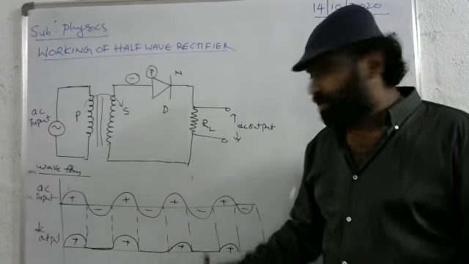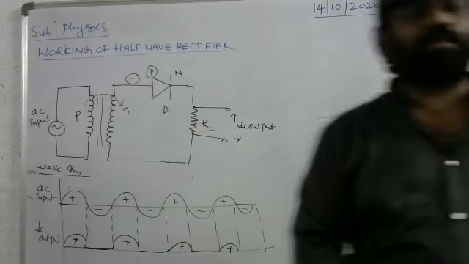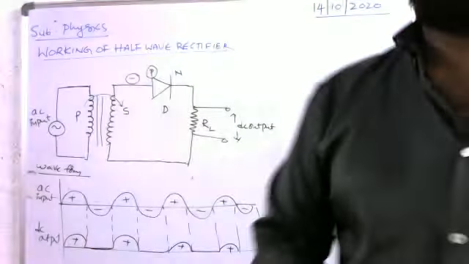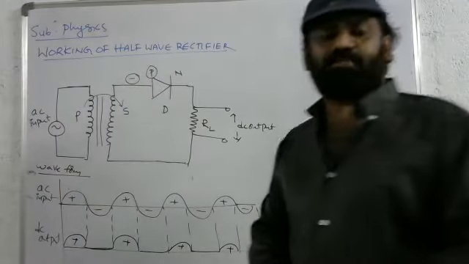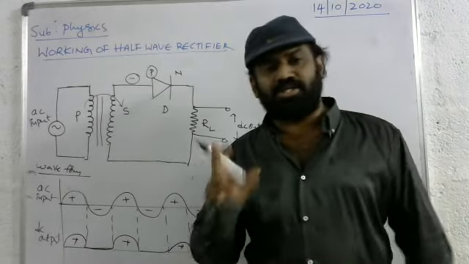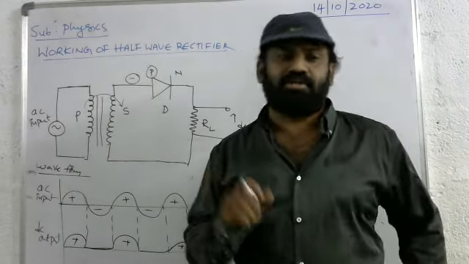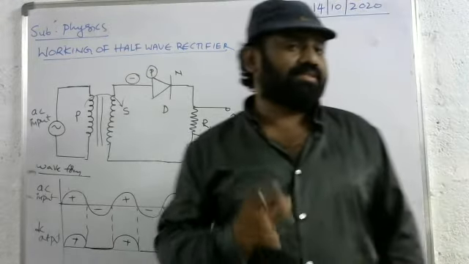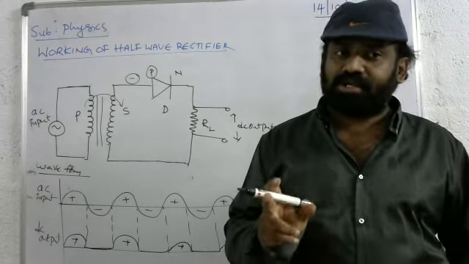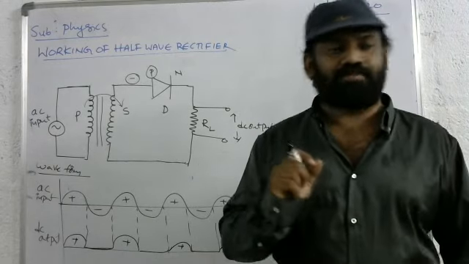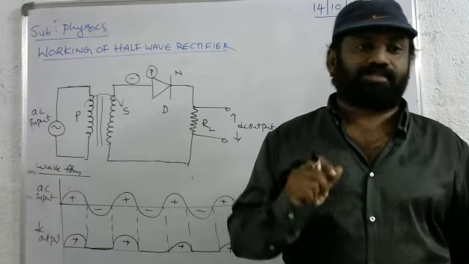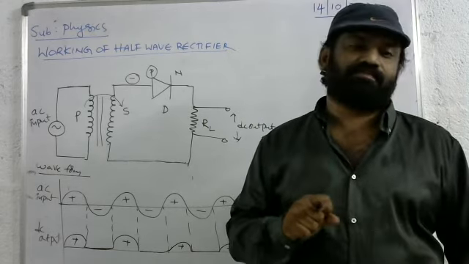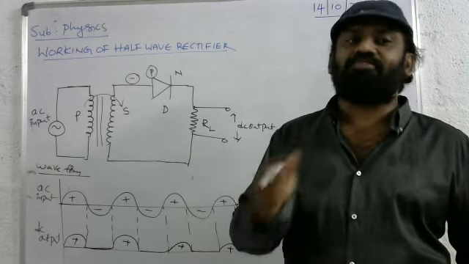Got it? Once again listen carefully. First, what is rectification? Rectification means the process of converting alternating current into direct current. Rectifier means the device that converts alternating current into direct current. The rectifiers are of two types. The first one is the half wave rectifier and the next one is the full wave rectifier. Now let us see the working of the half wave rectifier.